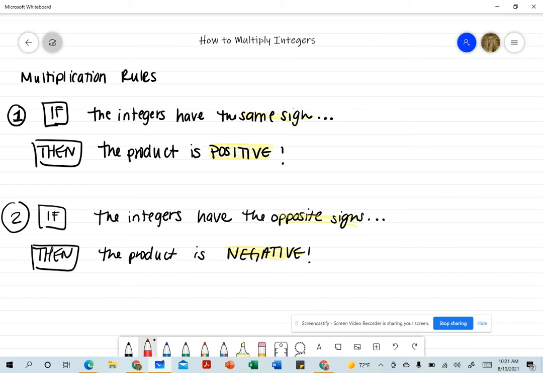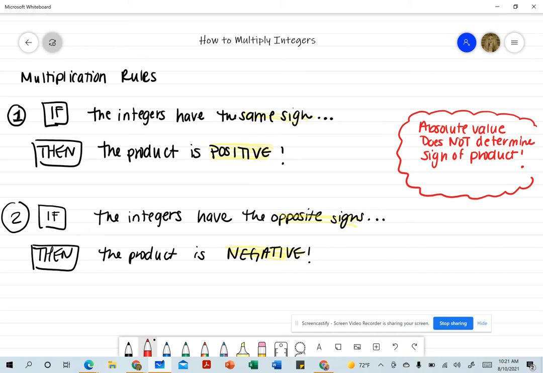So a big takeaway here is that absolute value does not determine the sign of the product. Now, for the sum, it did, right? When we were talking about adding integers, absolute value was super handy for us. That is not the same for multiplying. So that's why it's really important we learn these rules. Okay, so now that we have the rules, let's start practicing.